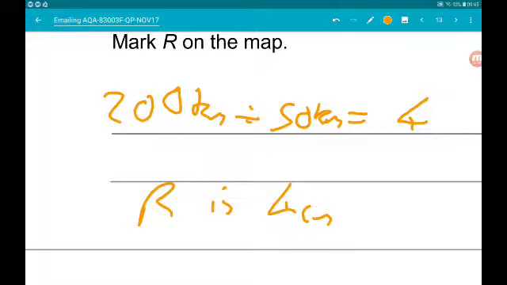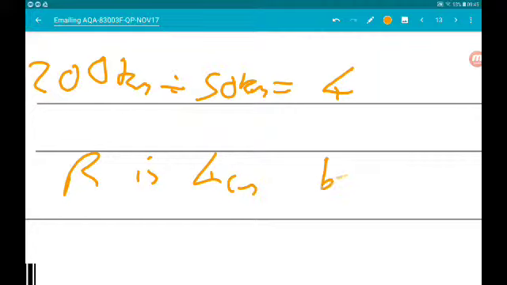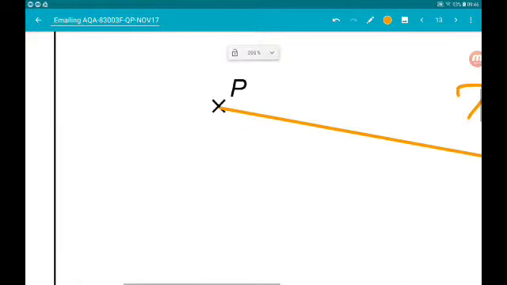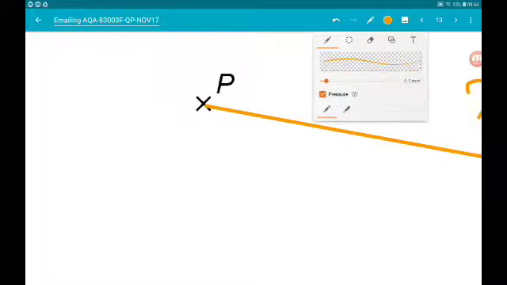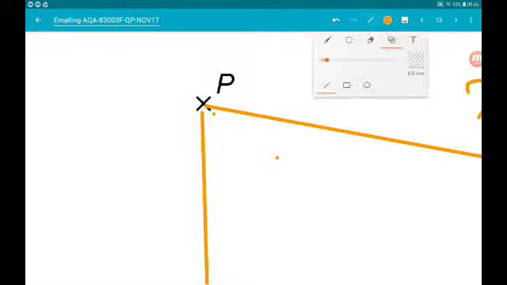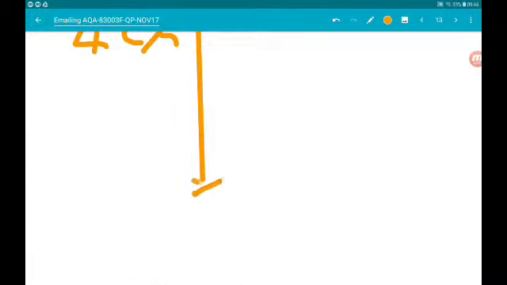Now south is down, so R is 4 centimetres below P. So back to the map. Now from P, what we need to do is draw a 4 centimetre line straight down. You don't even need to draw the line, but you can. So this would need to be 4 centimetres, and then R is there at the end of it. Cool.